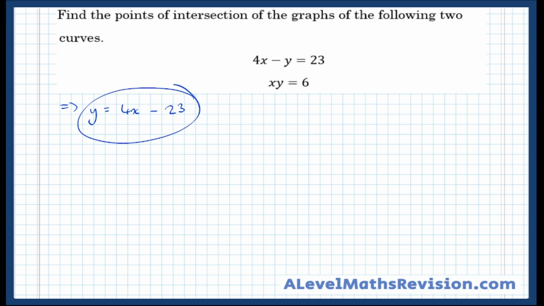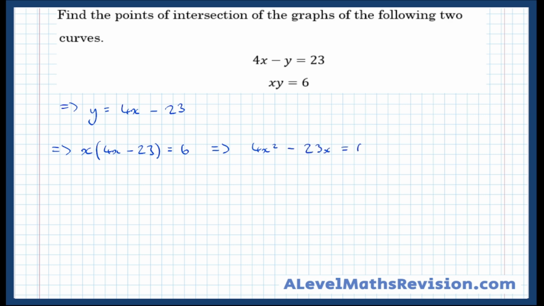Now we've got the right to take this y and sub it into the other equation, replace the other y with that. So let's do that. Which then means x times y, but in this case y is 4x minus 23 equals 6. And let's start rearranging that. We'll multiply the brackets out to get 4x squared minus 23x equals 6, one step at a time, which means that 4x squared minus 23x minus 6 equals 0.